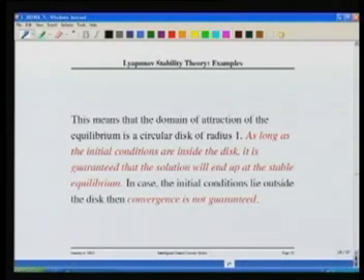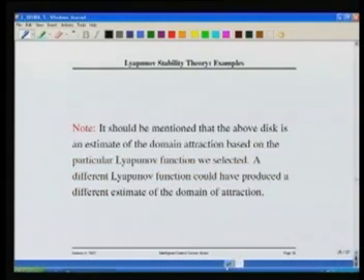So this means that the domain of attraction of the equilibrium point is a circular disk of radius 1. As long as the initial conditions are inside the disk, it is guaranteed that the solution will end up at the stable equilibrium, that is origin 0 0. In case the initial condition lies outside the disk, then convergence is not guaranteed. It should be mentioned that the above disk is an estimate of the domain of attraction based on the particular Lyapunov function we selected. A different Lyapunov function could have produced a different estimate of the domain of attraction.